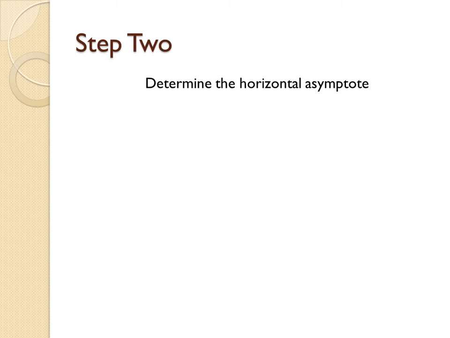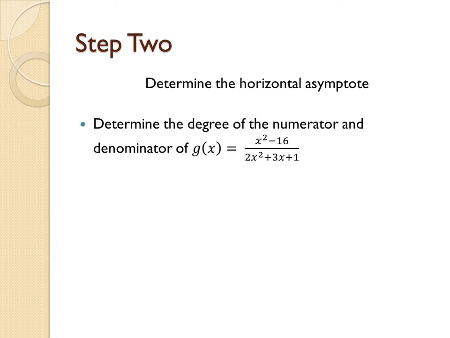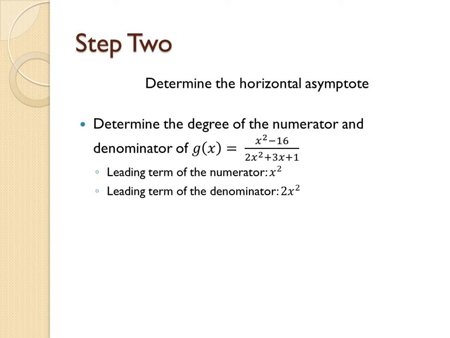In order to determine our horizontal asymptote, what we'll have to do is first determine the degree of the numerator and then determine the degree of the denominator. In order to do so, we'll look at the leading term of the numerator and the leading term of the denominator. When we look at the leading term of the numerator, we see that it's x squared, and when we look at the leading term of the denominator, we see that it's 2x squared. So we can see that x is raised to the same power in both cases, meaning that the degrees of our numerator and denominator are equal.